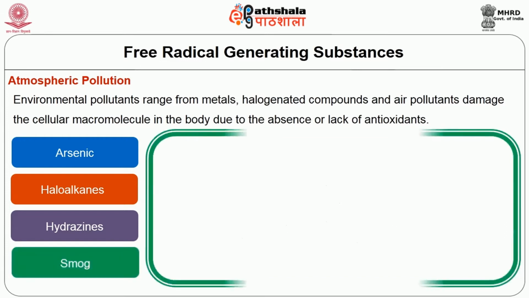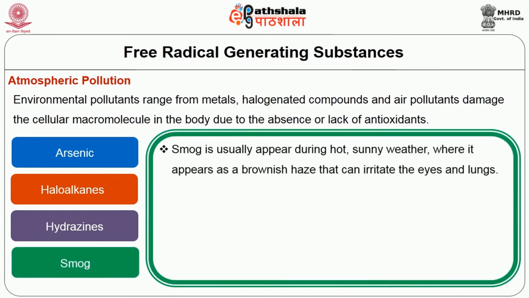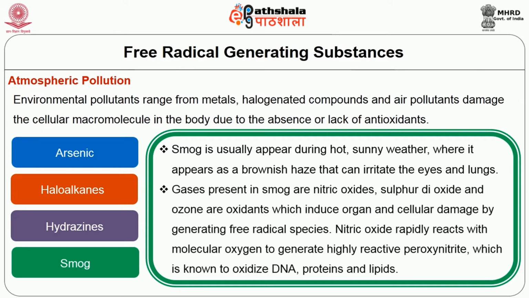The next pollutant is smog. It usually appears during hot sunny weather, as a brownish haze that can irritate the eyes and the lungs. Gases present in smog are nitric oxide, sulfur dioxide, ozone and oxidants, which induce organ and cellular damage by generating free radical species.